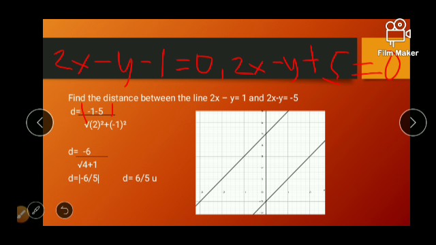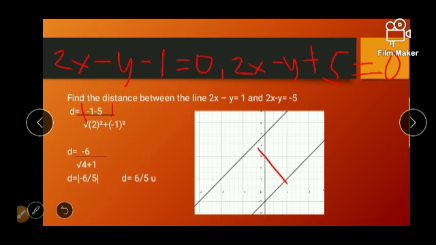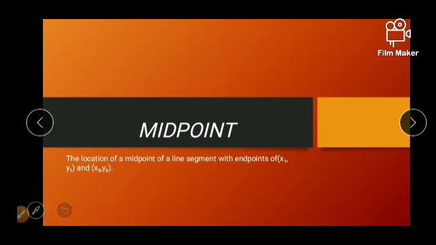Try to look at the graph. This distance is equal to 6 over square root of 5 units. Now we end the distance between parallel lines, and next we move on to the midpoint.